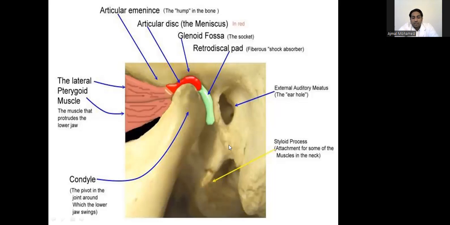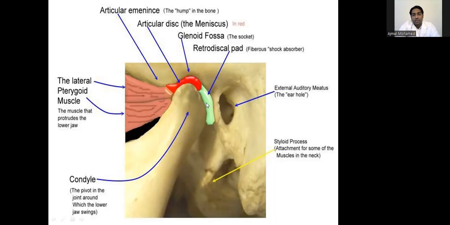In this picture, I think this will be more clear to you. This is the condyle, and this is the temporal portion. Between the condyle and the temporal portion, there comes the soft tissue, and that is called the intra-articular disc, or the disc of the TMJ. And the disc of the TMJ is again divided into two portions.